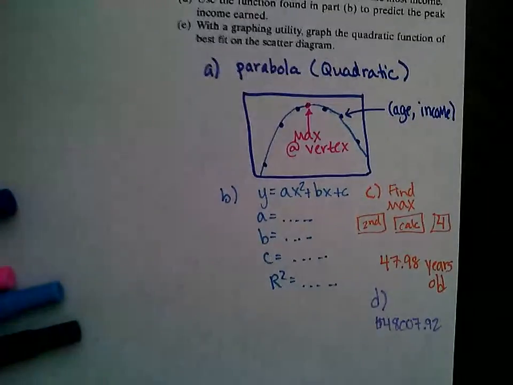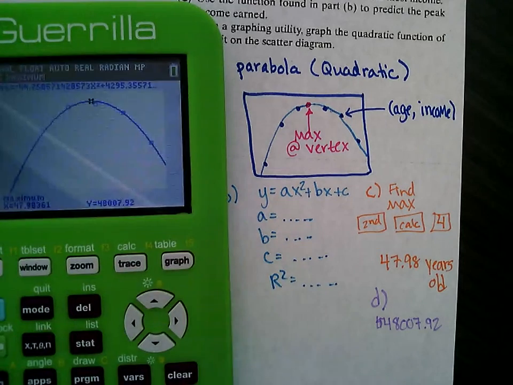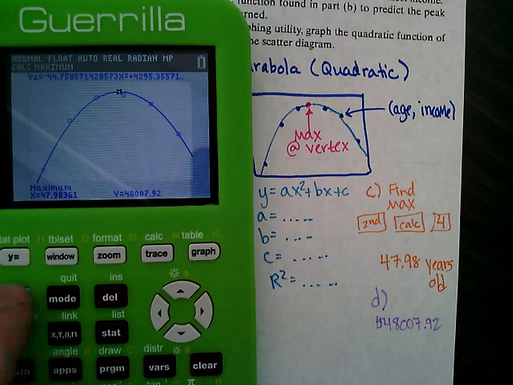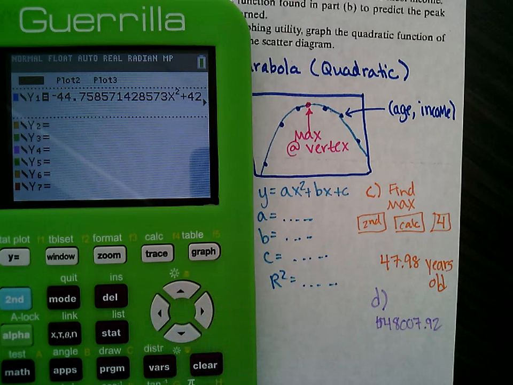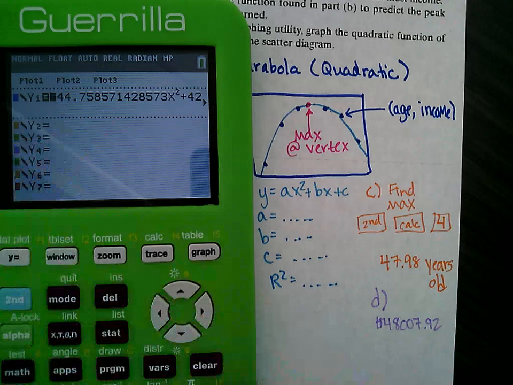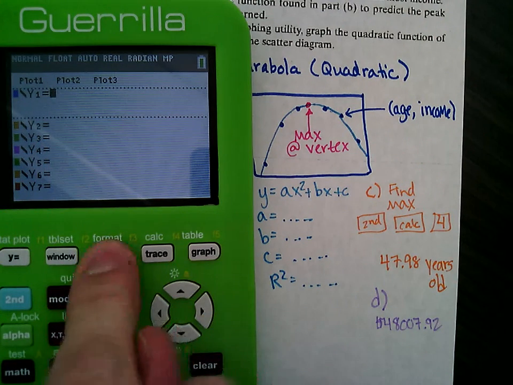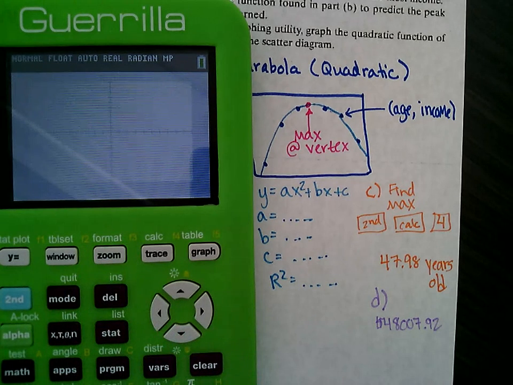Remember that when you finish doing one of these problems, you want to turn your plot off so that it doesn't mess up the rest of your graphing. One way to do that is to go into y equals, go up to plot, hit enter, and then arrow back down, and then that's turned off. And then you can clear out your equation you had in there and go back to a standard window by pushing zoom 6 so that it's ready for your next graphing problem.